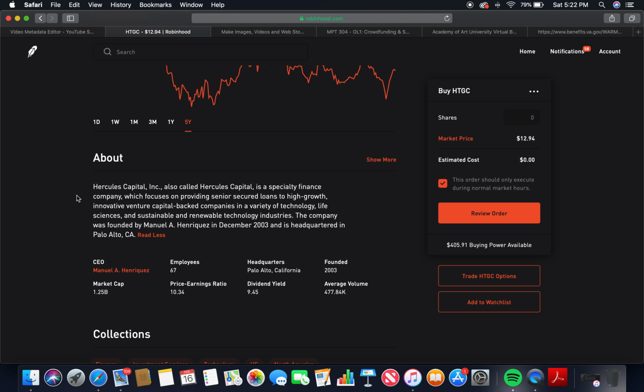About Hercules Capital Incorporated, also called Hercules Capital: it is a specialty finance company which focuses on providing senior secured loans to high growth, innovative venture capital backed companies in a variety of technology, life sciences, and sustainable and renewable technology industries. The company was founded by Manuel A. Henriquez in December 2013 and is headquartered in Palo Alto, California. That's where I'm at. Well, Bay Area, not actually in Palo Alto.